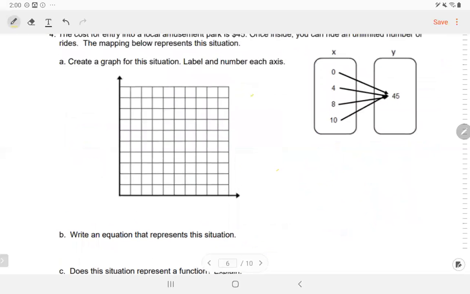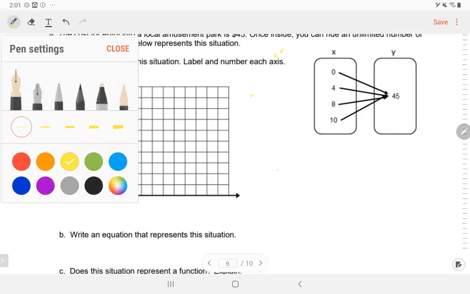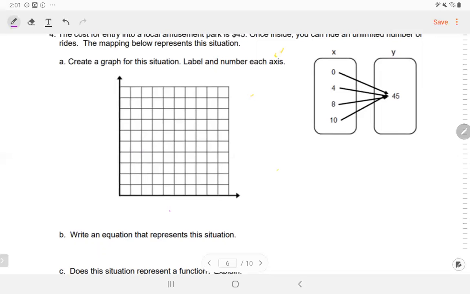This next one says the cost of entry into a local amusement park is $45. Once inside, you can ride an unlimited number of rides. The mapping below represents this situation. Create a graph for the situation, label and number each axis. So if I'm going to graph this, we have the cost of entry for a local amusement park is $45. Once inside, you can ride an unlimited number of rides.